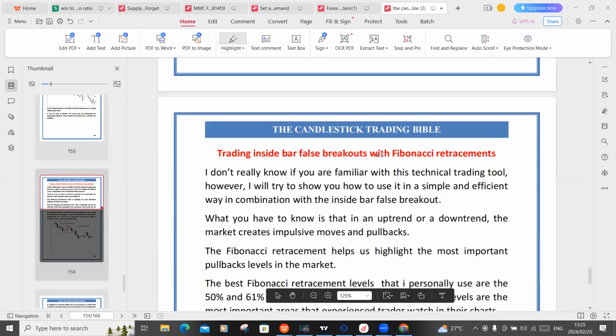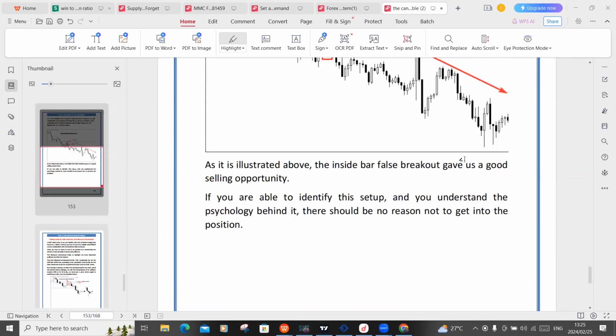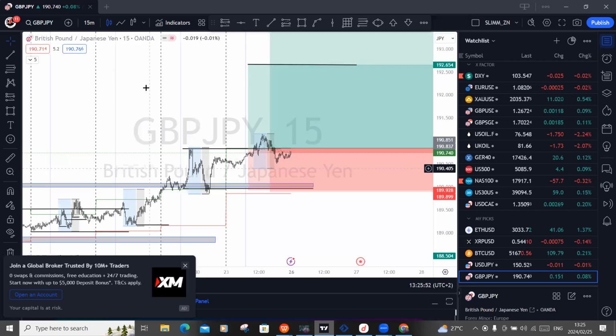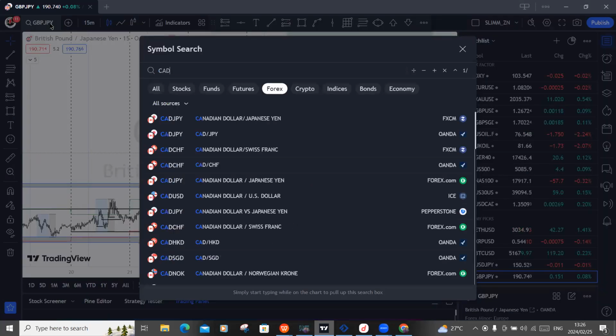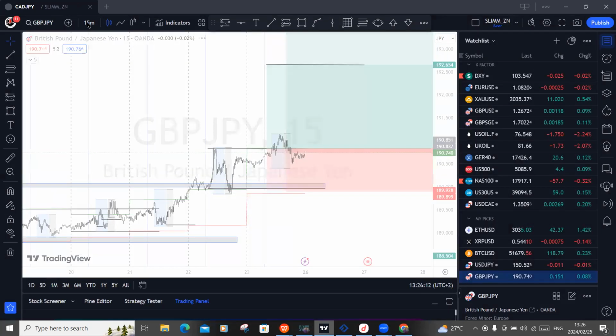Trading inside bar false breakouts with fib retracements. So I'm not sure if we should jump into the charts now. Let's actually do that. So okay, I hope you guys can see my screen. I don't want this video to be like the last time where you guys couldn't hear me. So let's use the pair which the author is using, CJ.